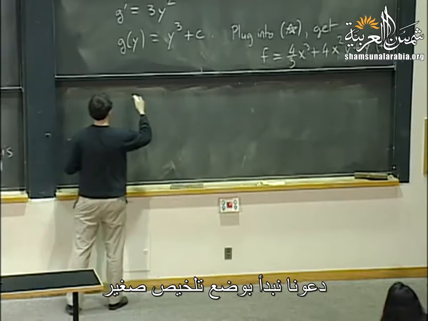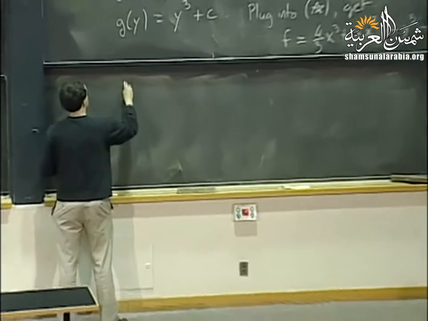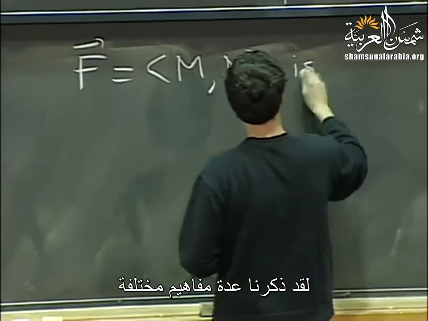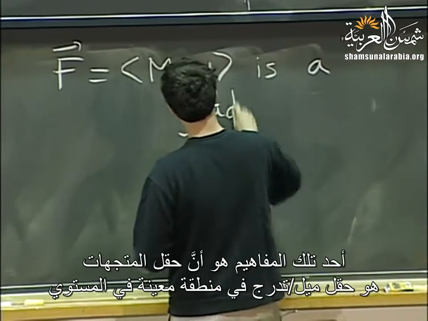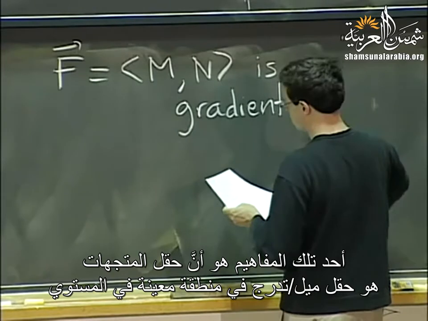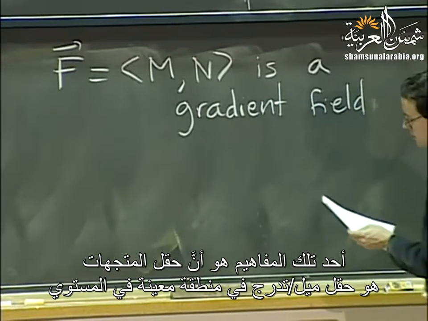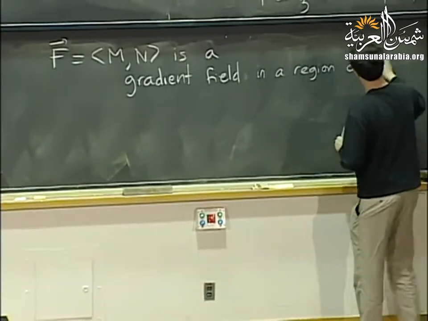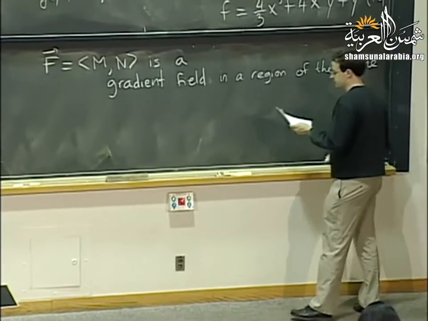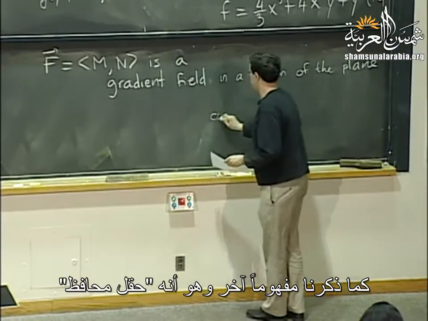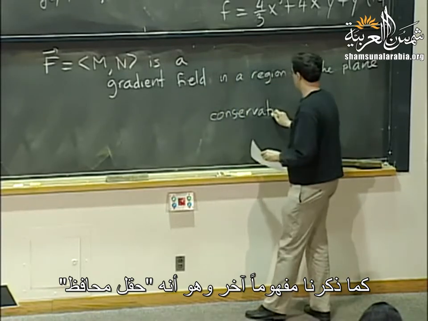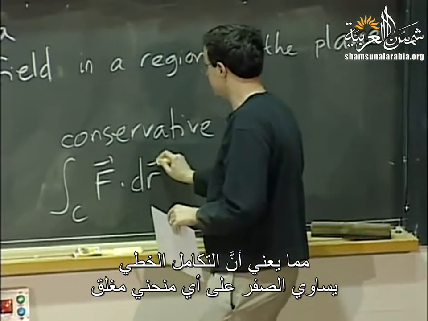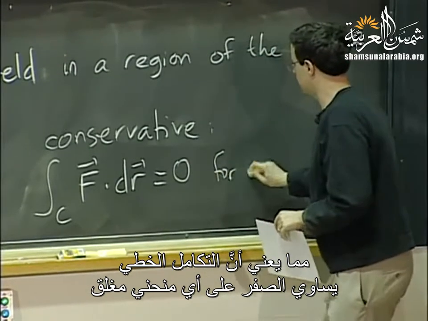Well, let me start by actually doing a small recap. So we said we have various notions. One is to say that a vector field is a gradient in a certain region of a plane. And we have another notion which is being conservative, which says that the line integral is 0 along any closed curve.